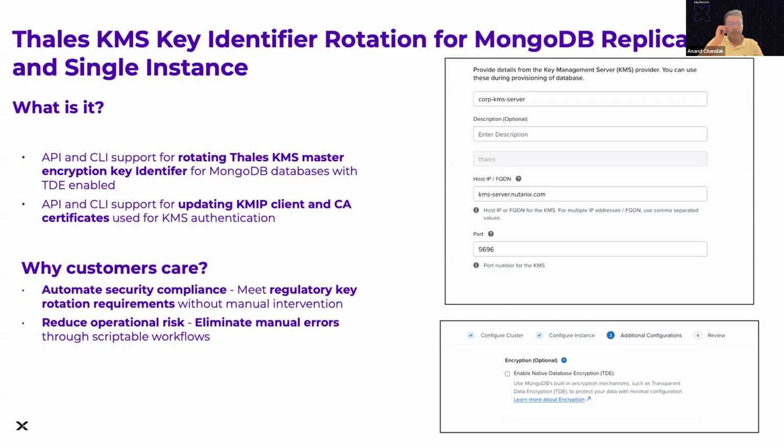Next slide, please. Which is about the Thales KMS key rotation, right? Now this one is specifically for customers who are running MongoDB with encryption at rest, right? So when you store the data, we already support encryption on the wire, right? For those customers who are looking at data at rest and encrypting that.